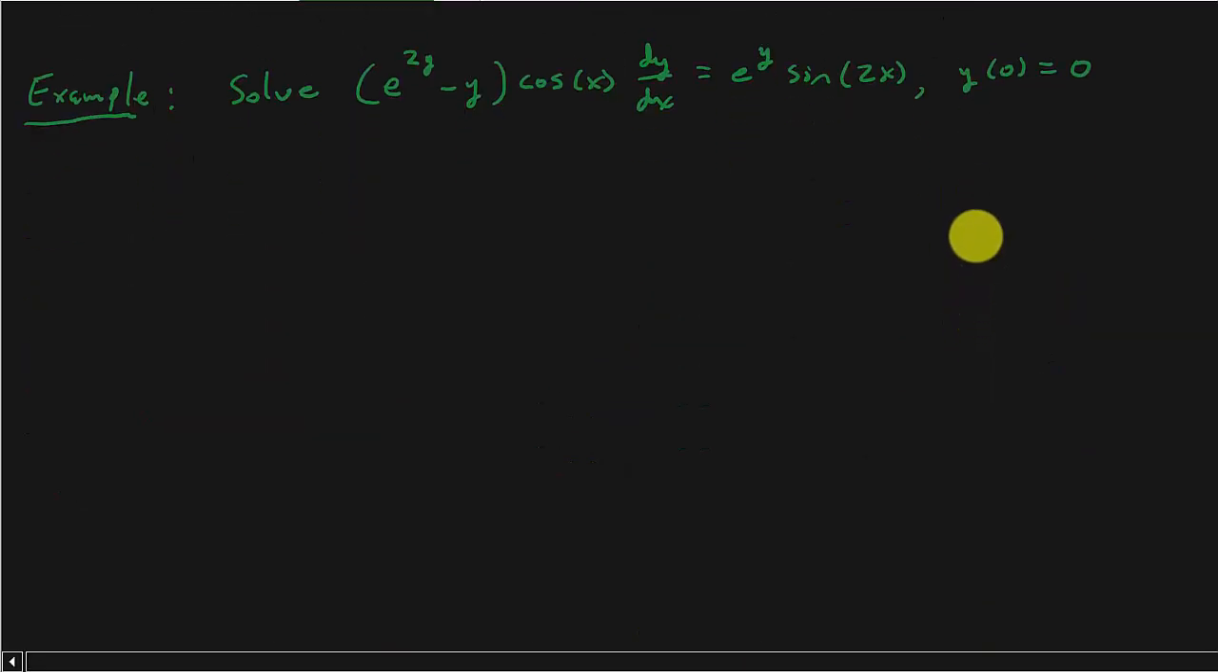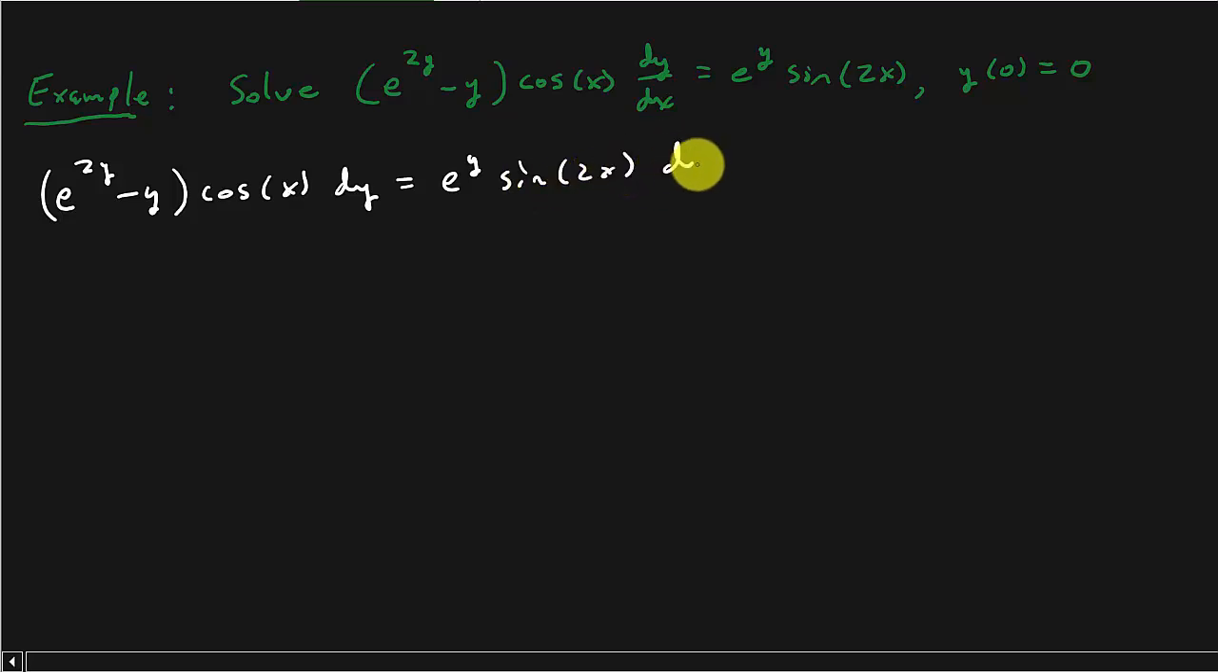All right, so now let's take a look at this one. We just got several examples to work here. Let's go ahead and see if we can get all the y's with dy and the x's with dx. We've got e to the 2y minus y times cosine x dy equals e to the y sine 2x dx. Just multiplied everything through by dx.